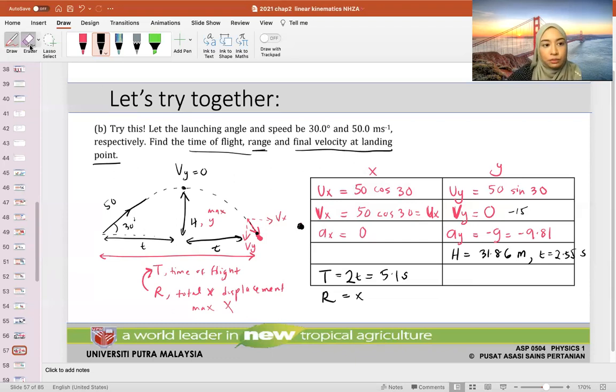How do I find the range? How do I find the range? What equation should I use? I want to know what is R.